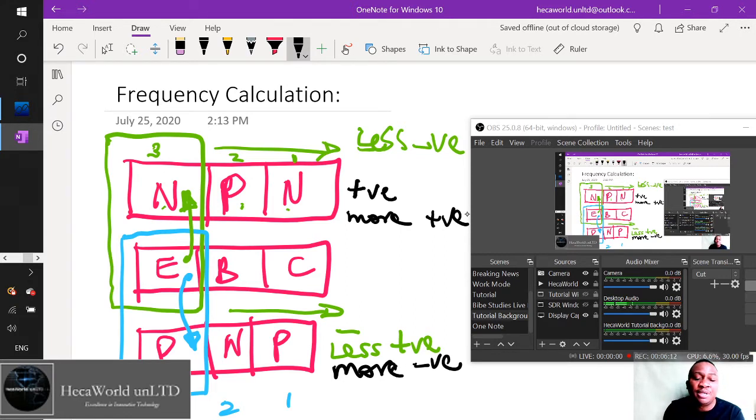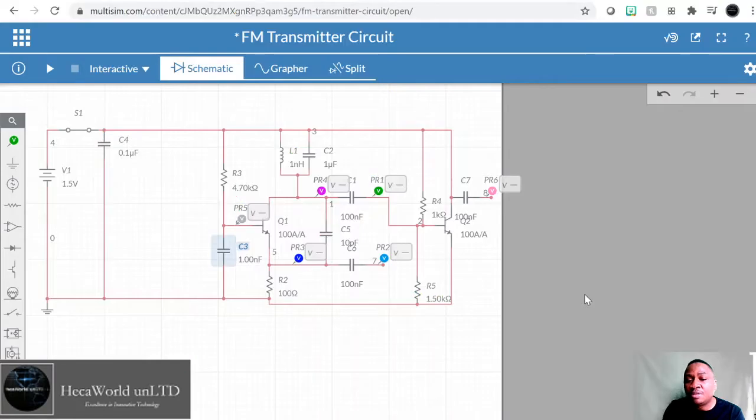So for the PNP, the emitter is the most positive, and then the collector is the most negative for the PNP. For the NPN it is the other way around. All right, so let's go back to this window here.